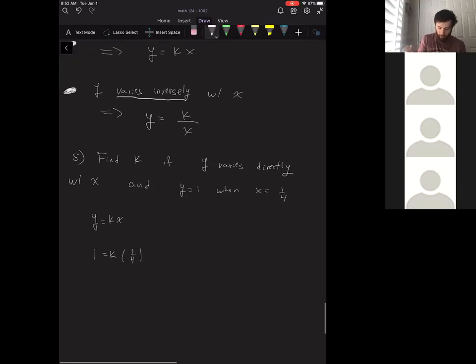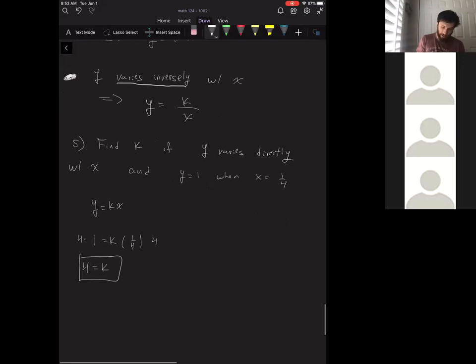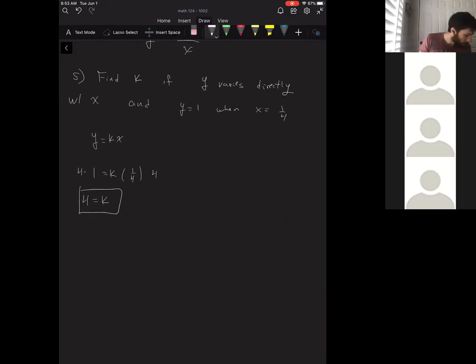So now we can find k. All we have to do is multiply 4 on both sides. So multiply by 4, multiply by 4. So we're going to get 4 is equal to k, and the 4's cancel on the right-hand side. So we found that our k is going to be equal to 4. It's really not too much to do for this problem. Let's do one example with inversely. Number 10. So number 10 is saying y varies inversely with x.